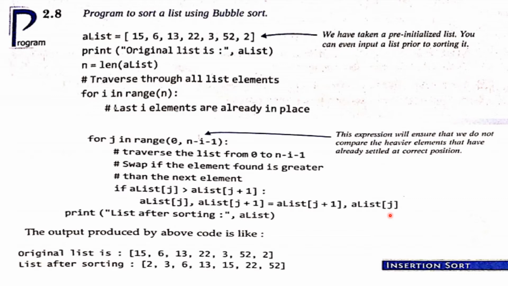Here the output is: list after sorting is 2, 3, 6, 13, 15, 22 and 52.